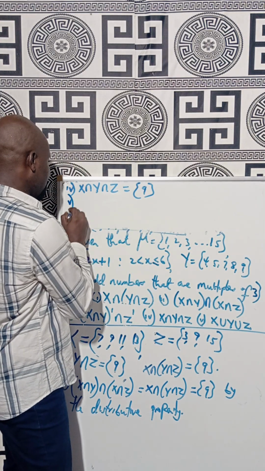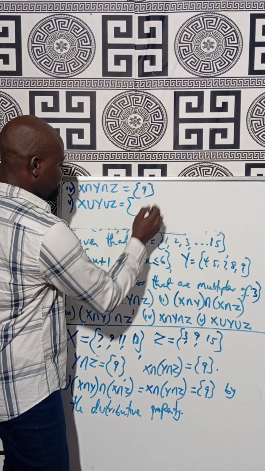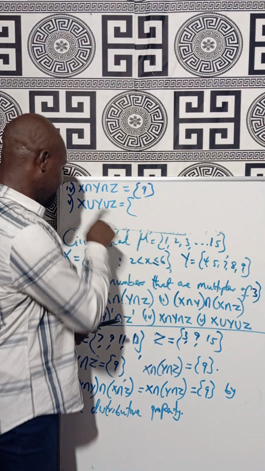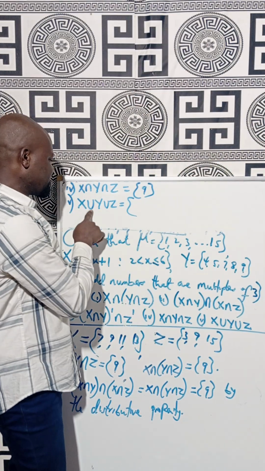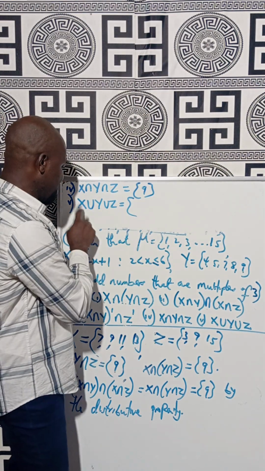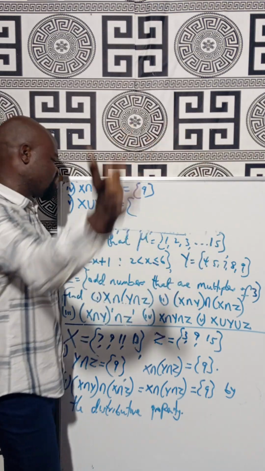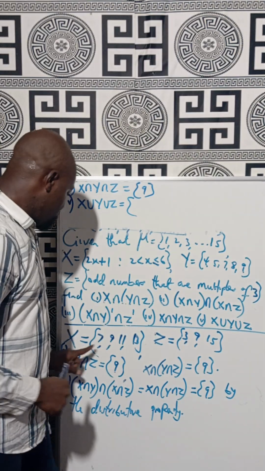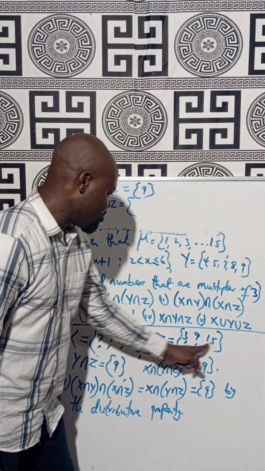And the last one is X union Y union Z. This will be long because union means everything together. Write everything out: what you can see in X, what you can see in Y, and what you can see in Z. Write them out all together. But you have to be careful. X, we have this. Y, we have this. Z. So write them out.